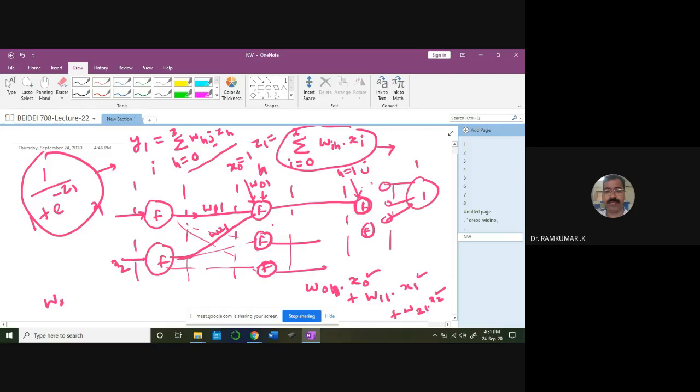W0, along with it one bias will also be there. That is W0, H. H is 1. Okay, that is H is 0. Okay, this is 1. J is equal to 1. So it is equal to 0, 1. Tell me: Z0 plus W1,1 Z1 plus W2,1 Z2.